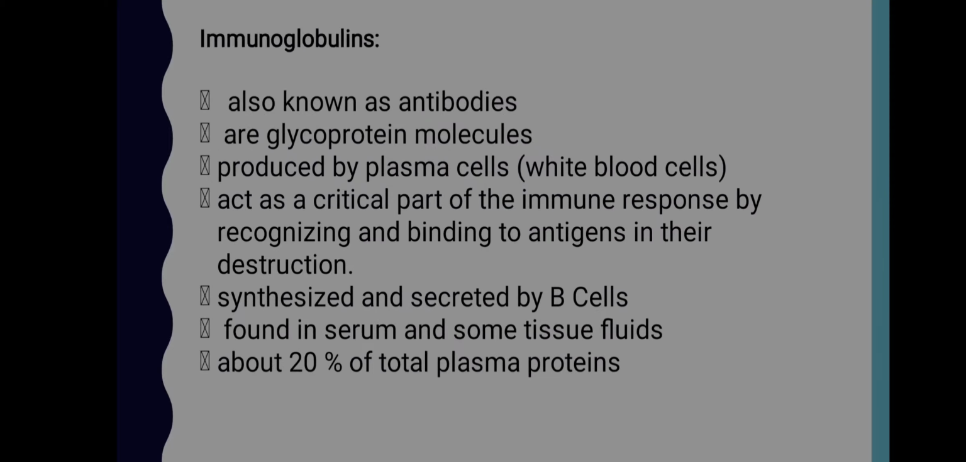Immunoglobulins are known as antibodies. These are glycoproteins produced by the plasma cells. They act as a critical part of the immune system. They recognize and bind to the antigen and destroy it. These are synthesized and secreted by the B lymphocytes, found in the serum and some tissue fluids. 20% of plasma proteins consist of immunoglobulins.